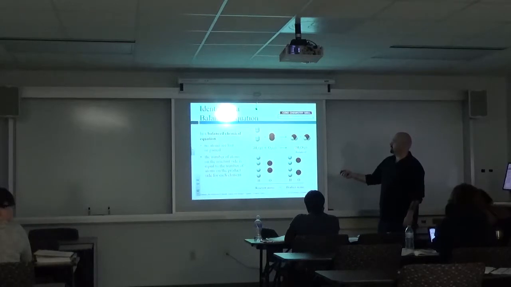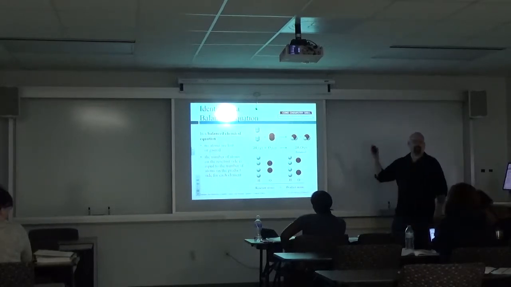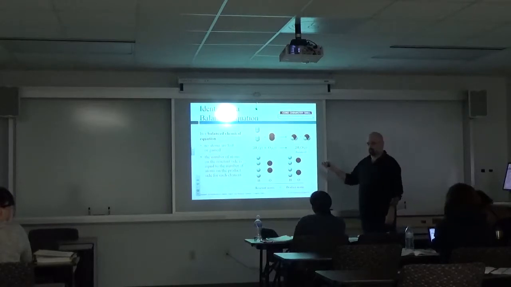2 moles of water, which has how many atoms of hydrogen? 2 times 2 is 4. 2 moles of water have how many atoms of oxygen? 2. So we have the same number of hydrogen atoms and oxygen atoms on both sides of the arrow, right? And so therefore this equation is balanced. True? True.